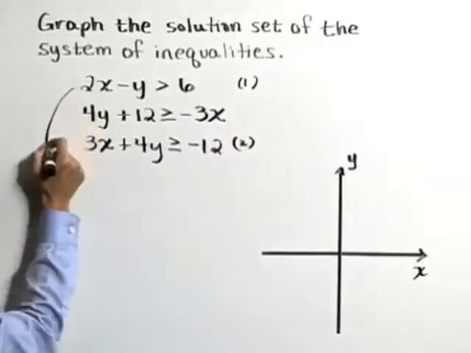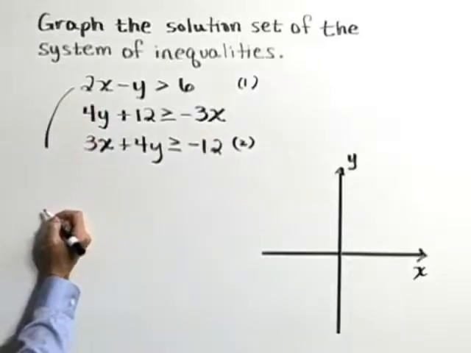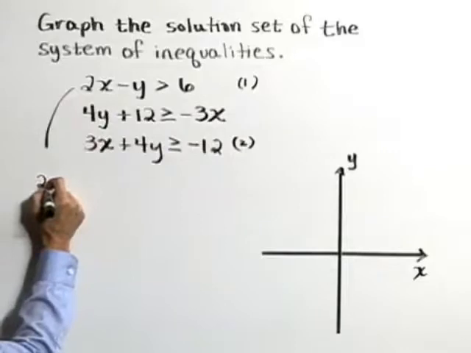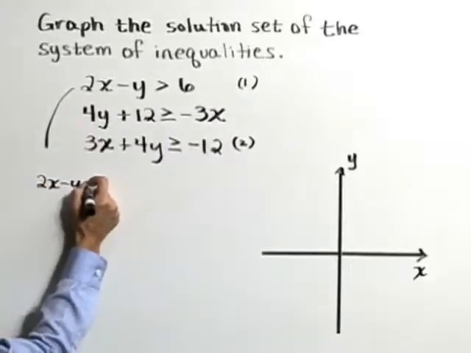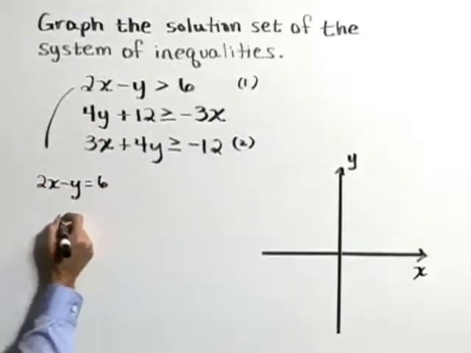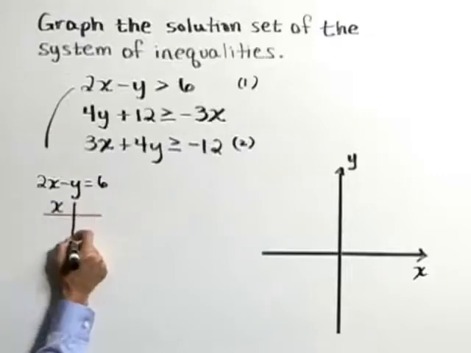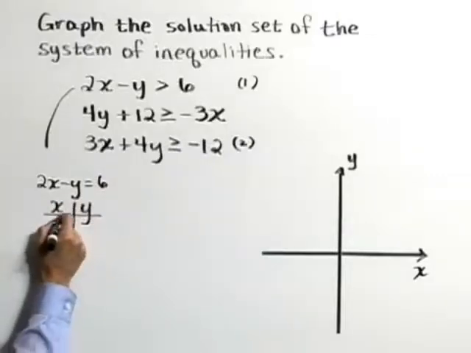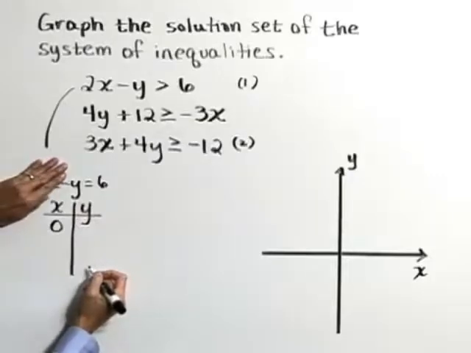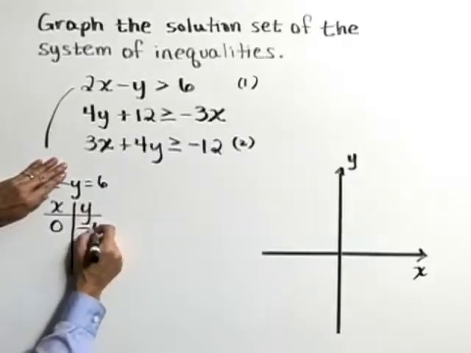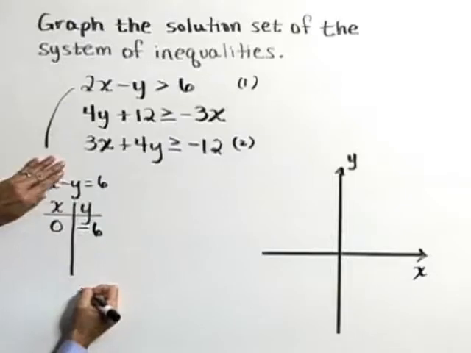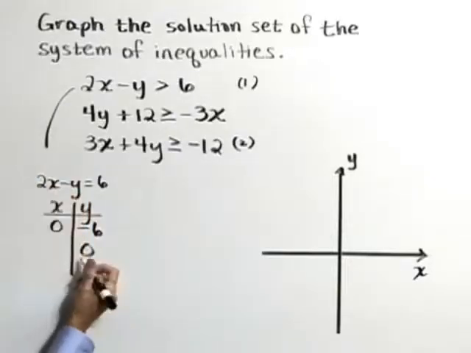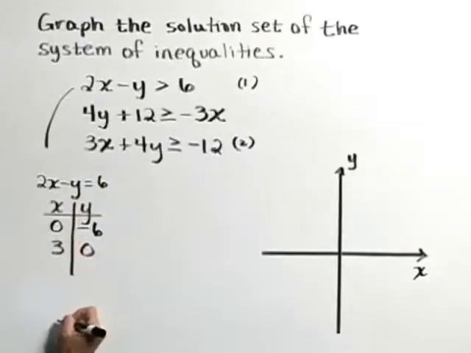Let's start by graphing the boundary lines for each of these. So for the first inequality, the boundary line is 2x minus y is equal to 6. Let's use a t-table to generate points on this line. If x is 0, then negative y is 6, or y is equal to negative 6. And if y is equal to 0, then 2x is 6, or x is equal to 3.